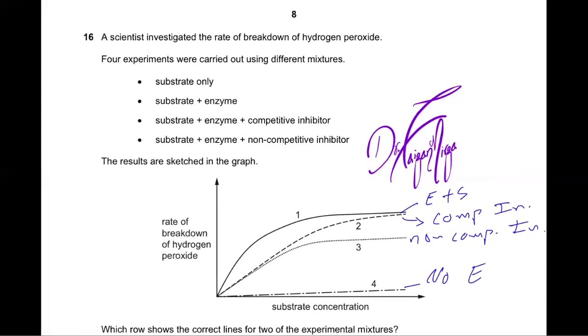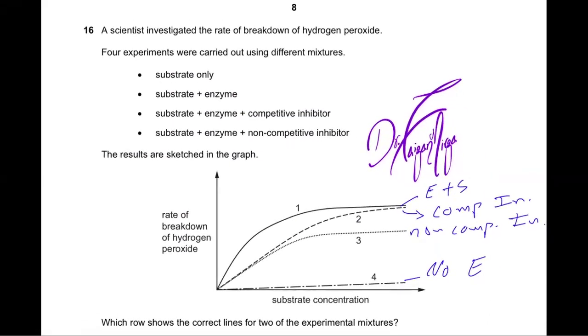A scientist investigated the rate of breakdown of hydrogen peroxide. Four experiments were carried out with all these conditions which are told to you. The results are sketched on the graph.